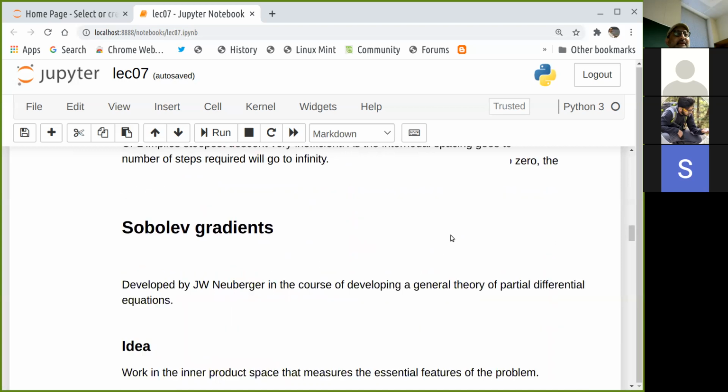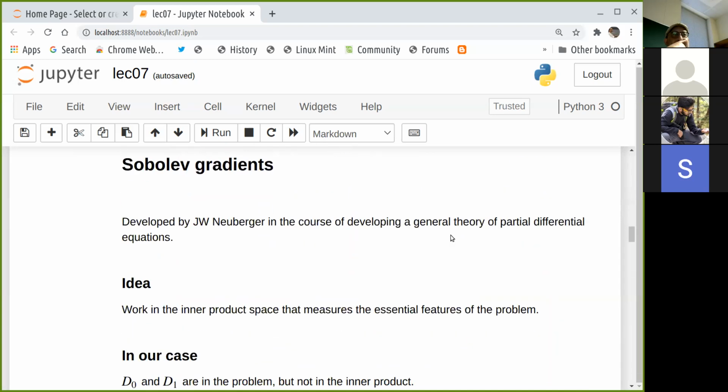Okay, so Sobolev gradients were developed by Neuberger in the course of developing a general theory of partial differential equations. And there's a basic idea. The idea is that you have an inner product space. The inner product defines a norm, right? The norm of the vector squared is the inner product of the vector with itself. And so that defines a distance or a magnitude. And so the question is, with your norm or your distance, are you measuring the right things?